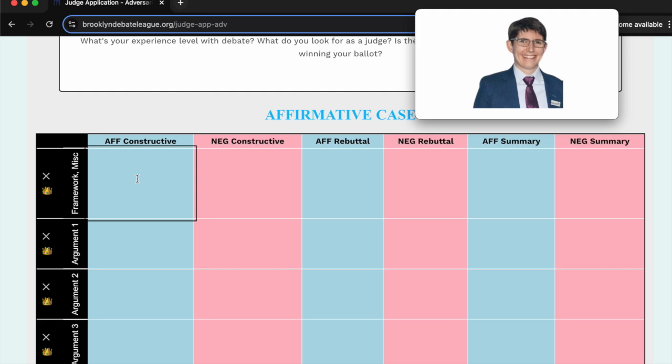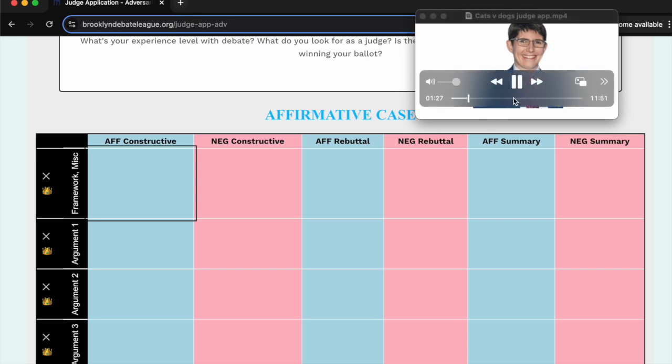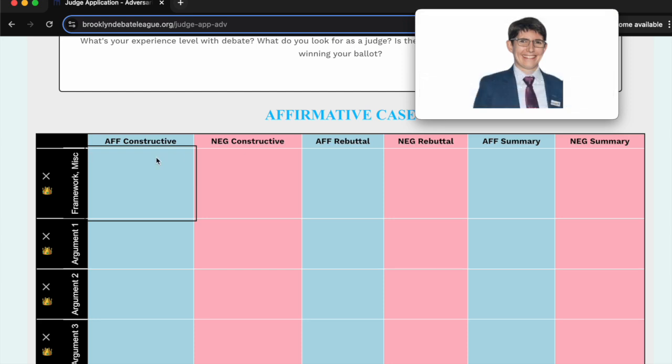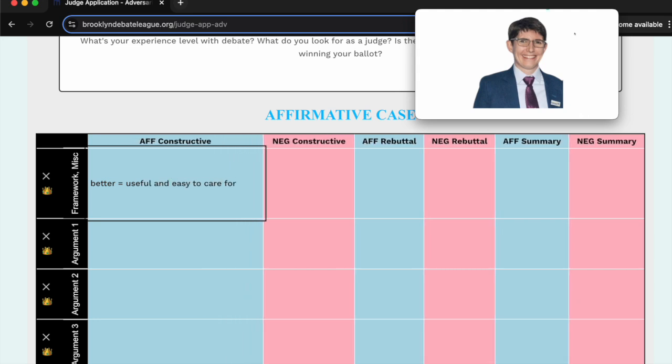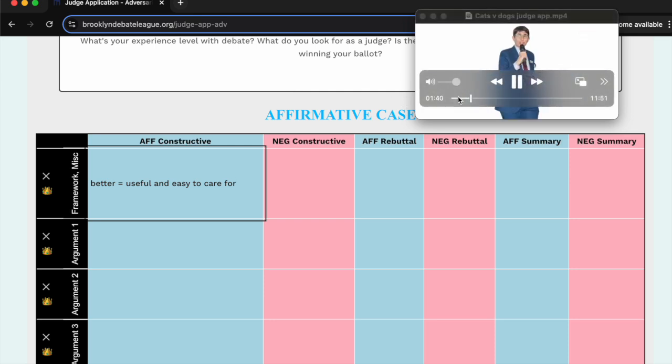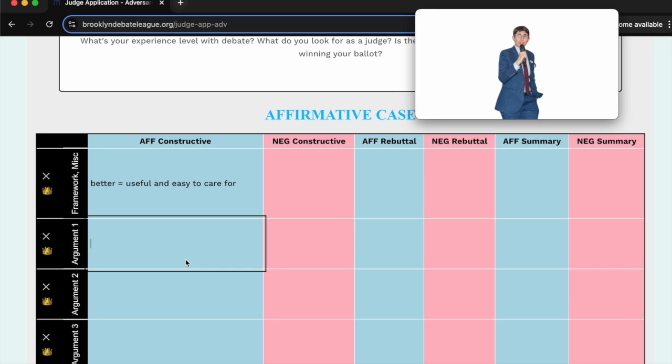Cats are better pets than dogs. We all know that it's true, but let's prove it today. First, let's define what it means to be a better pet. People want pets that are useful and that are easy to care for, so whichever side proves that should win today's debate. The biggest reason why cats are such amazing pets is because they are so useful.